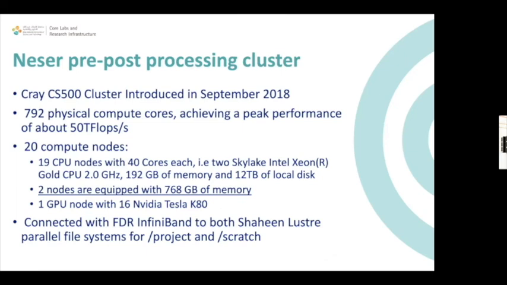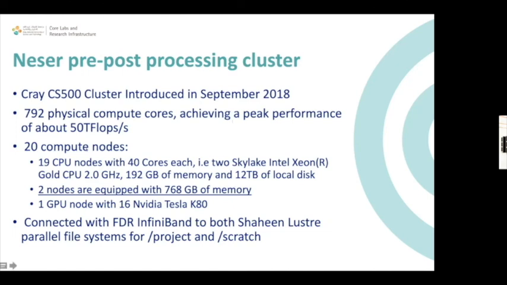Last but not least, on top of Shaheen, we have a pre-post processing system, which seems to be useful for quite a number of use cases, where we have 20 compute nodes with more recent CPUs, with local disk as well. Those provide a system that is capable of pre- and post-processing your data. It mounts the Shaheen Lustre file systems, Project and Scratch, through InfiniBand. Your data is there, and then you can do all the visualization, post-processing, preparing meshes for CFD codes, and so on and so forth.